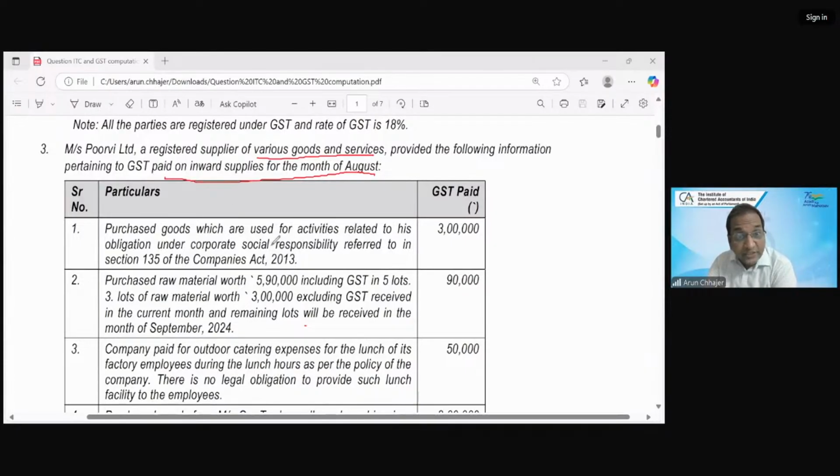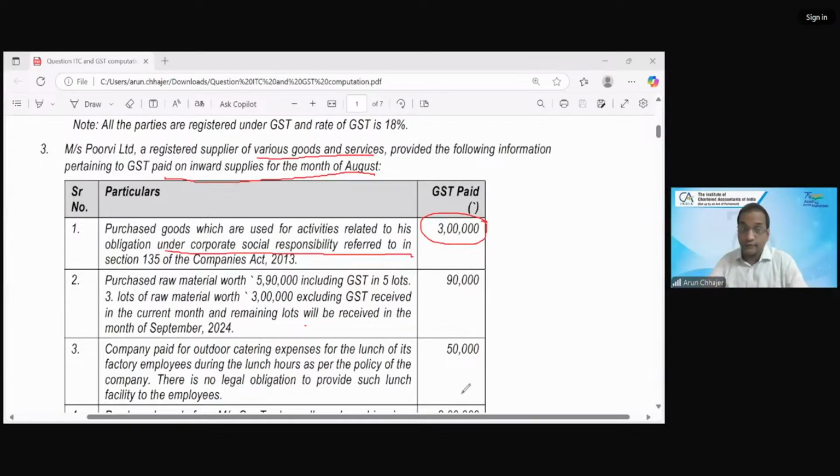Purchase goods which are used for activity relating to his obligation under the corporate social responsibility referred to in section 135. Will he be able to take ITC of this amount? Whether ITC would be available for CSR expenditure? Just confirm, yes or no. All are clear. No ITC for CSR expenditure.